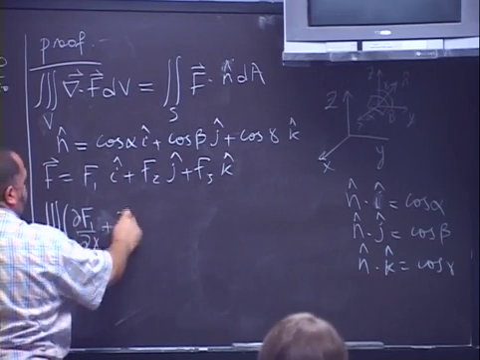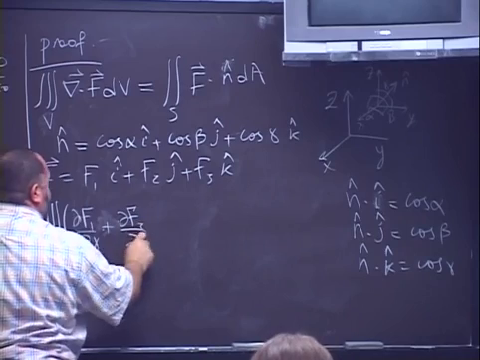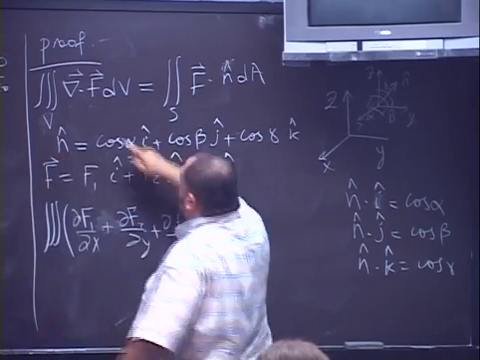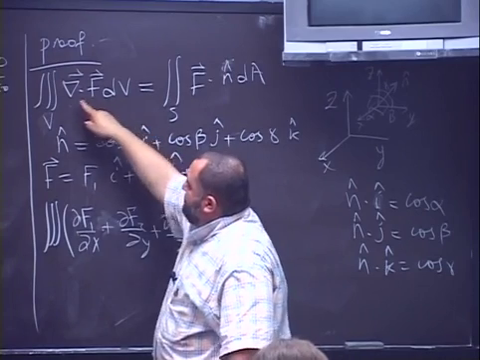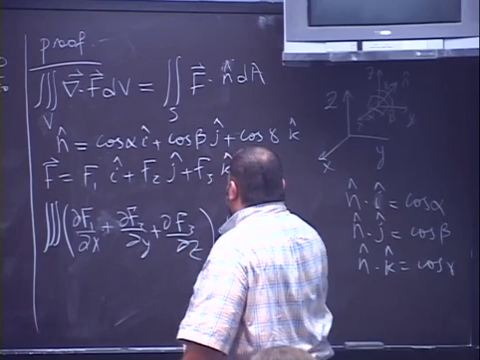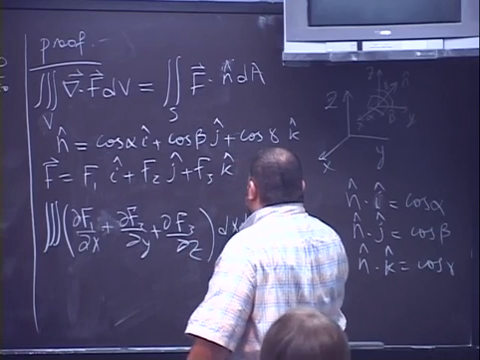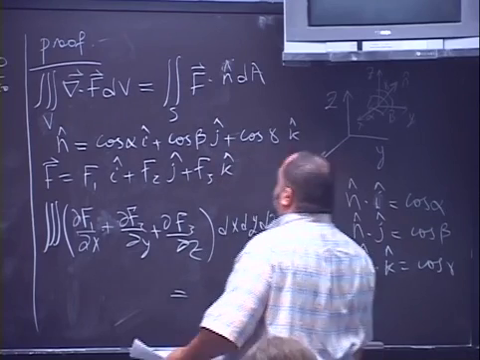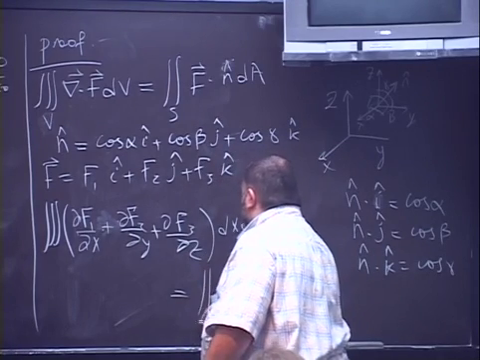And this is df2 by dy, and this is df3 by dz. This is just the divergence of f. Yes, guys? And the volume is dx dy dz.